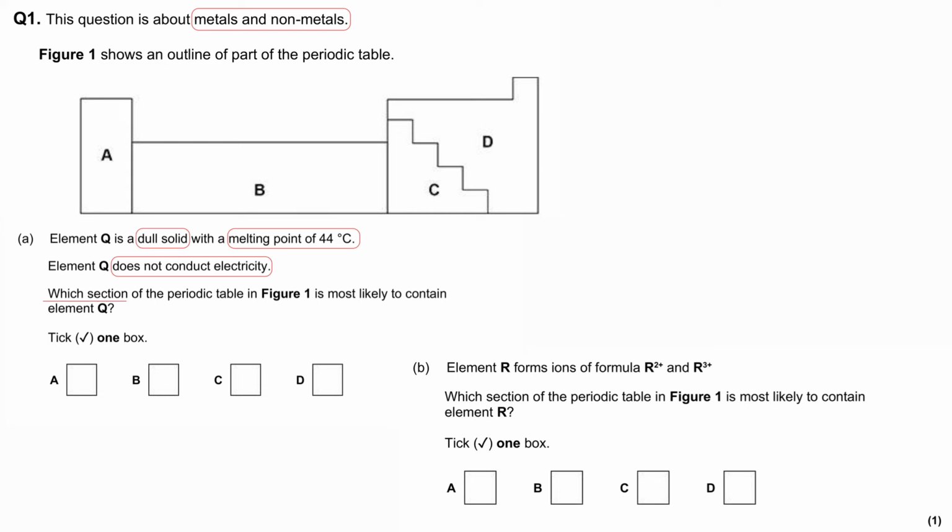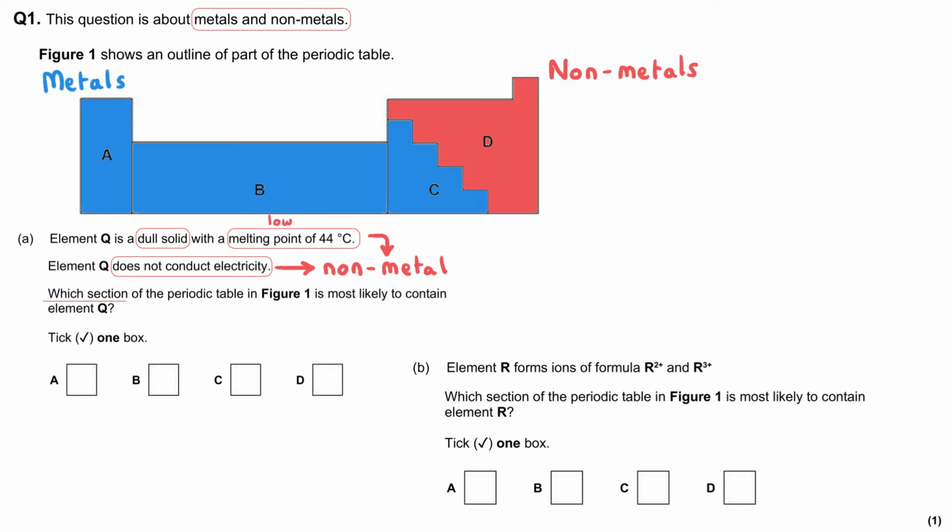Well, the fact that it does not conduct electricity suggests that this will be a non-metal, and this is further backed up by the low melting point and the fact it's not a shiny solid. And so this is going to be a non-metal, and this sort of set of stairs-looking area of the periodic table here separates the non-metals in region D from the metals, in fact, in all of those other regions. And so the correct answer is D, because the element is going to be a non-metal, and the right-hand side and the top of the periodic table is where you find the non-metals.